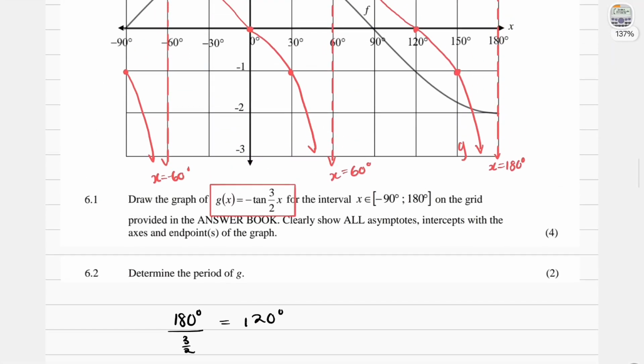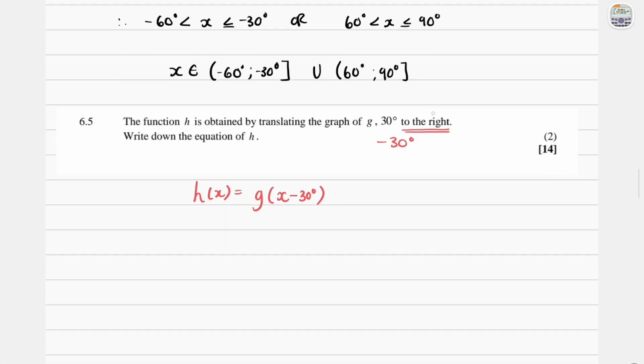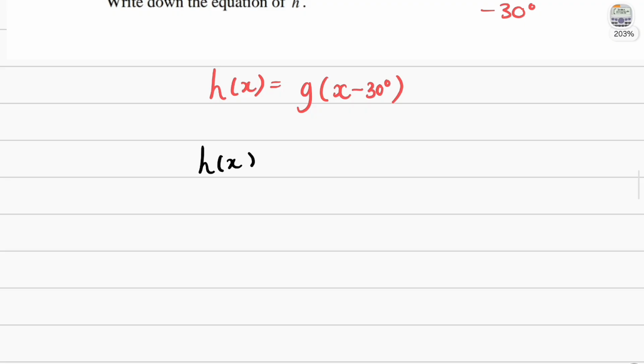So the graph of g of x, that was this graph, negative tan. So we're just going to say h of x is equal to negative tan 3 over 2x. But you're going to have to subtract 30 degrees from the x, not from the 3 over 2x. So it works like this. We'll say 3 over 2, and then in place of x, just replace that with x minus 30 degrees. So where this should have just said x, I replace it with x minus 30 degrees. Like that. And then we close that.